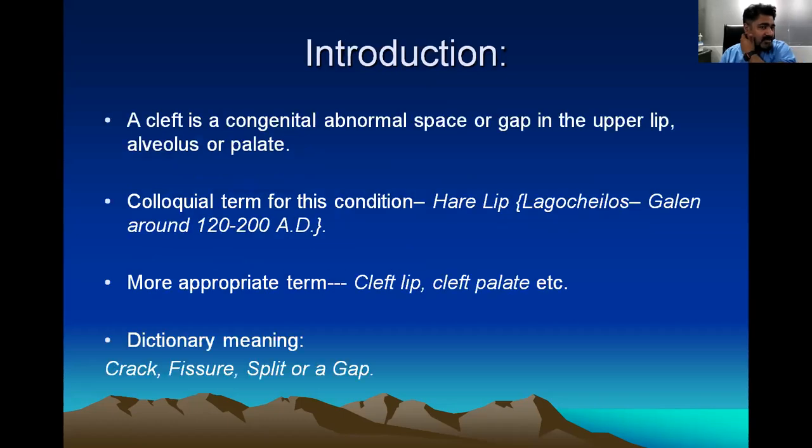So cleft is a congenital abnormal space or a gap in the upper lip, alveolus or palate. Sometimes the term harelip is also used, but the appropriate term is cleft lip and cleft palate. The dictionary meaning of cleft is a crack, a fissure, a split or a gap.